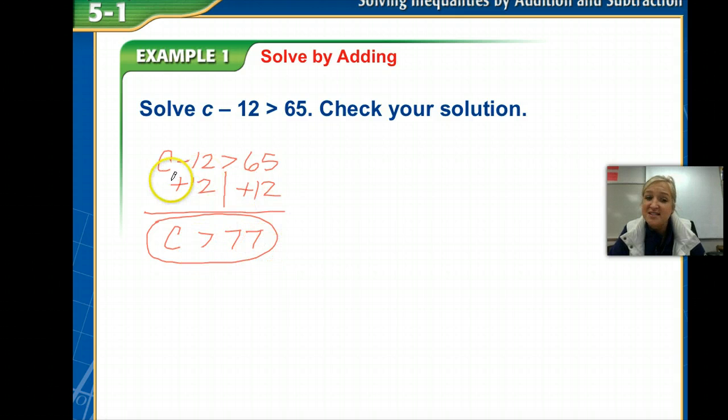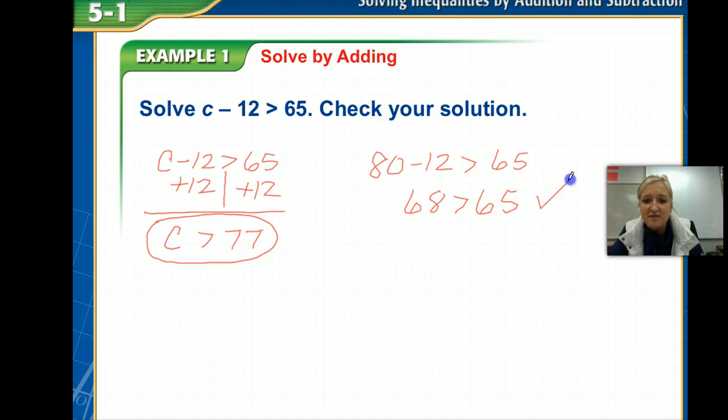Now, instead of substituting 77 back in to check my solution, I'm just going to pick a random number greater than 77 because any number greater than 77 would make this statement true. So I'm just going to pick an easy number and say 80. Does 80 minus 12 work for this equation? So 80 minus 12 is 68, and 68 is indeed greater than 65. So it's a good way to check each solution by picking a number, not specifically the number, but one greater, because it can't equal 77, it's everything greater than 77.